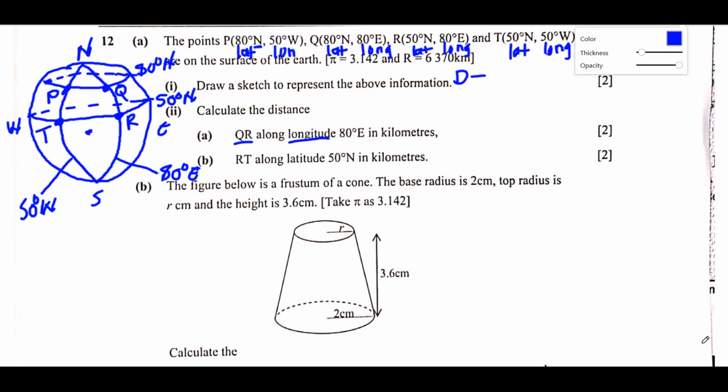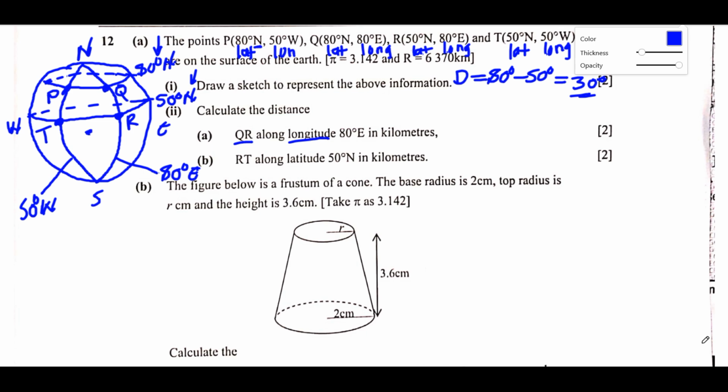If you look at Q, the latitude for Q is 80 degrees north, and for R it is 50 degrees north. Since they are both located in the northern part, we need to subtract. To find theta, I'm going to say 80 degrees subtracted by 50 degrees, giving me a difference of 30. This is what you need to make sure you understand. So we can now look at the formula.